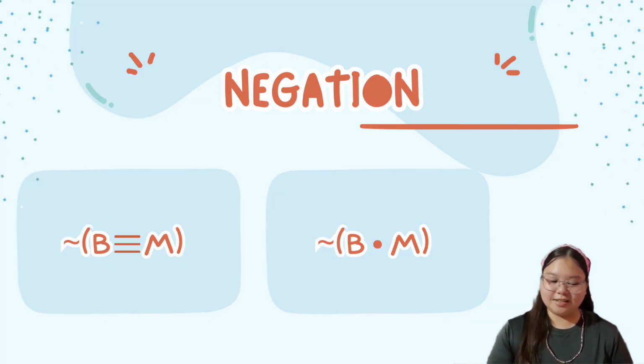This is read as, it is not the case that B, if and only if M, or it is not the case that I am going to the beach if and only if I am going to the museum. This is read as, it is false that B and M, or it is not true that I am going to the beach and the museum. Always remember to put a bracket if you want to negate the whole compound to avoid confusion.